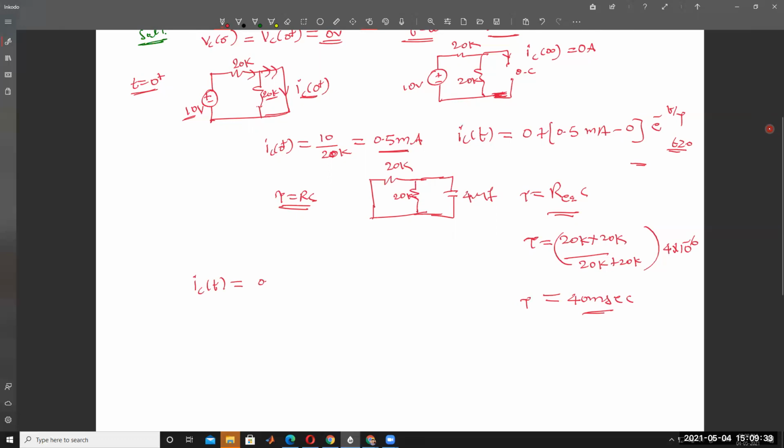So 0.5 into e power minus t by tau. Tau is equal to 40 milliseconds, 40 into 10 to the power of minus 3. So milliamps, t equal to 0. This is the expression. This is the solution. Okay, here's the one question, and then next question.